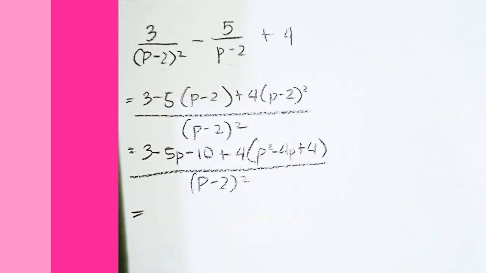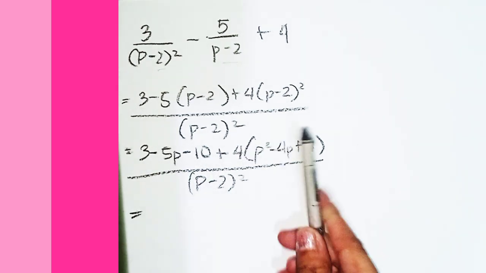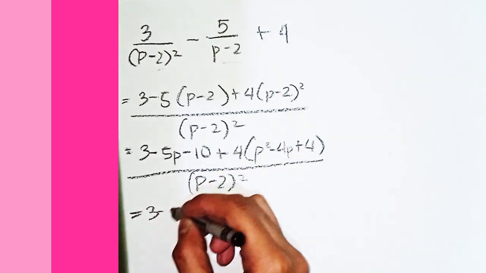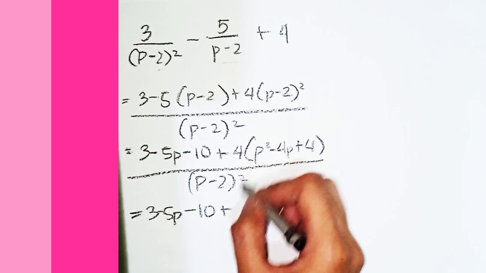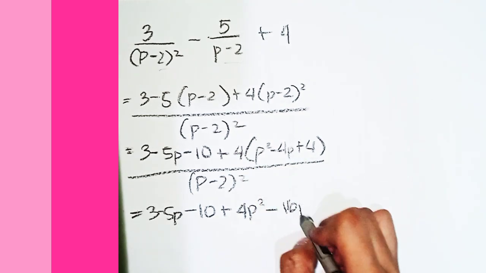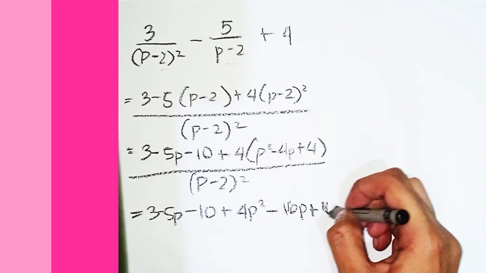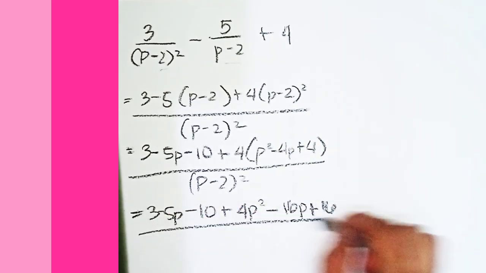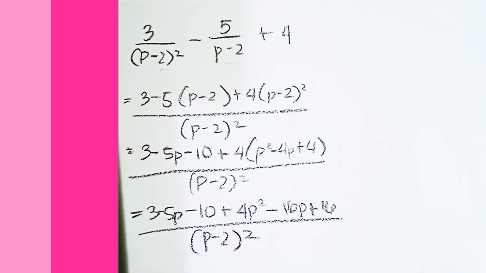Okay. We can still distribute 4 to the p squared minus 4p plus 4. Let's distribute it first before we add all the numbers on the numerator. So copy 3 minus 5p minus 10, plus 4p squared minus 4 times 4p, that would be 16p, plus 4 times 4, that would be 16. All over, just copy the denominator, p minus 2 squared.